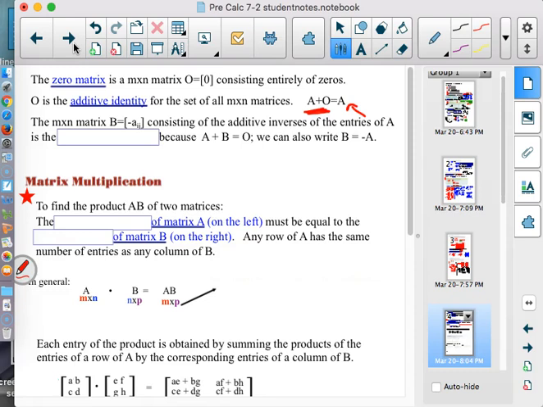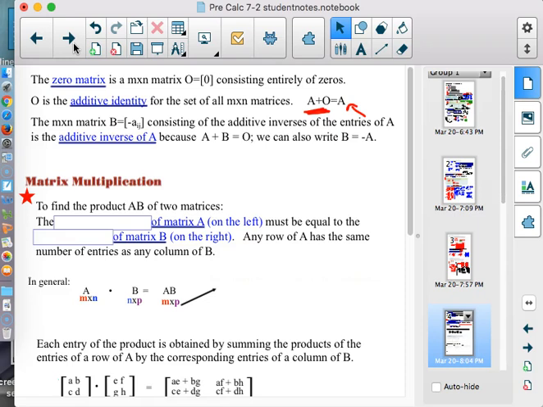Identity is who you are. Matrix A, you are not going to change who matrix A is by adding zeros to it. It isn't going to happen, so it keeps its identity. The m by n matrix B, and notice this one has a negative in front of it, the negative A entry, ith row, jth column, consisting of the additive inverses of the entries of A, so basically the opposites of all the entries. That's called the additive inverse of A, not identity, inverse, because we want to know how do you undo this matrix by using addition.